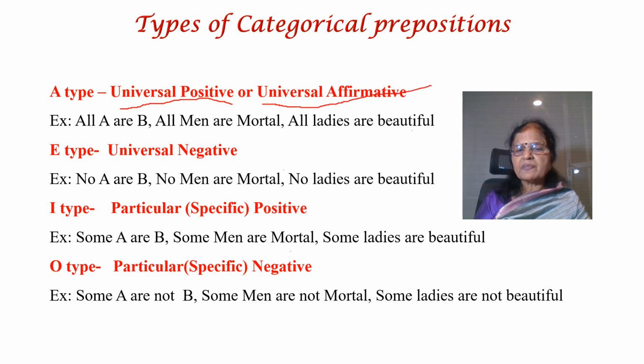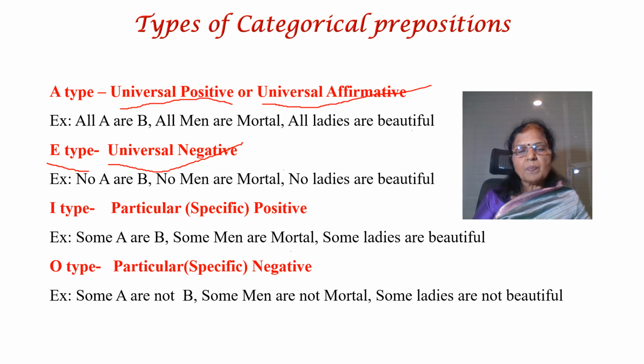You know, all affirmative sentences are positive sentences. It denotes positive meaning. And the next one, remember the vowels in the same order. A, E, I, O. Not A, I, O. Then everything will go wrong. It is very easy to remember this way. Then E type. It is universal negative. So the first one is universal positive. The second type is universal negative, which is called E type.